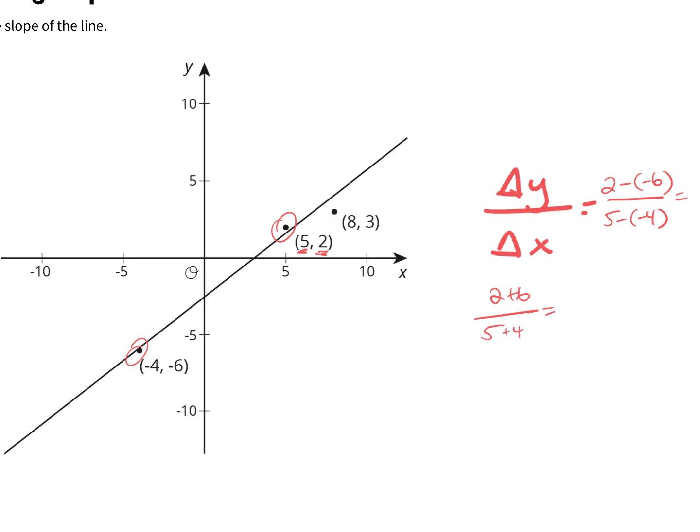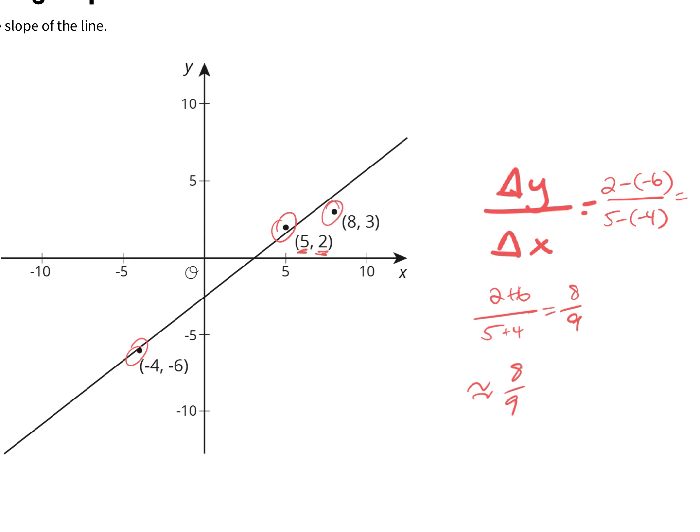2 plus 6 is 8. 5 plus 4 is 9. So this slope is approximately 8 over 9. Now, it is approximate. It's not exactly 8 over 9. It's a little less than 8 over 9.